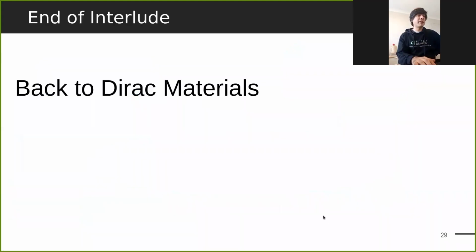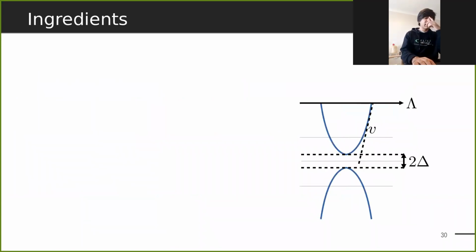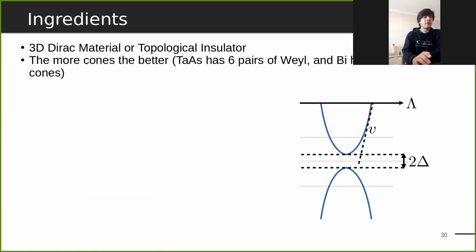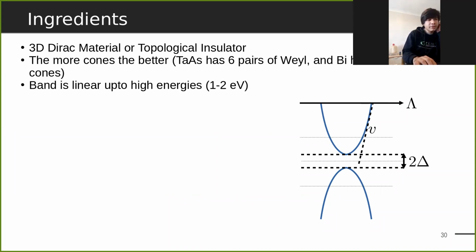So this is the end of my interlude on vacuum quantum electrodynamics, or vacuum material, however you call it. I'll go back to material physics and go over our experimental suggestions in the light of this theory. So what do we need to have? We need to have a 3D Dirac material or topological insulator. The more cones, the better, because every cone contributes. Tantalum arsenide has 6 pairs, bismuth has 3 Dirac cones, lead telluride has 4.